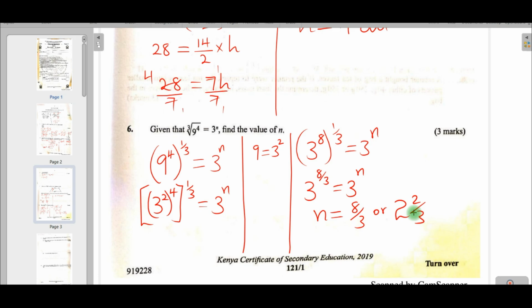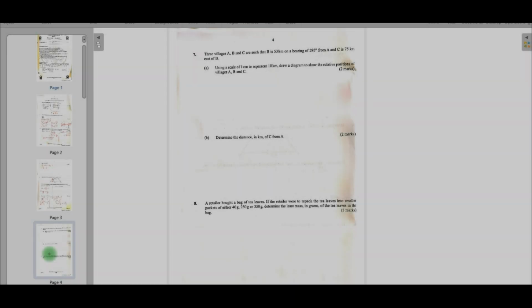Next, we move on to question number 7. Three villages A, B, and C are such that B is 53 kilometers on a bearing of 295 degrees from A, and C is 75 kilometers east of B. Using a scale of 1 centimeter to represent 10 kilometers, draw a diagram to show the relative positions of villages A, B, and C. So what I'm going to do first is to make a sketch for the relative position of the 3 villages A, B, and C. After that, I'm going to use the scale given so that I'll plot those points.